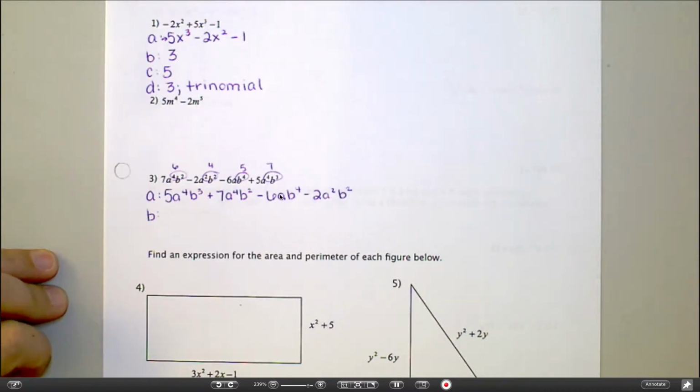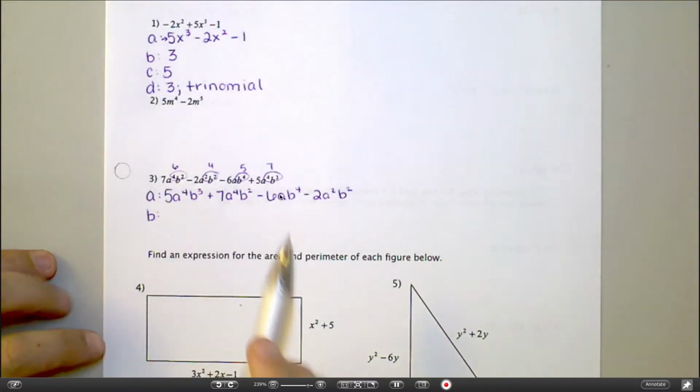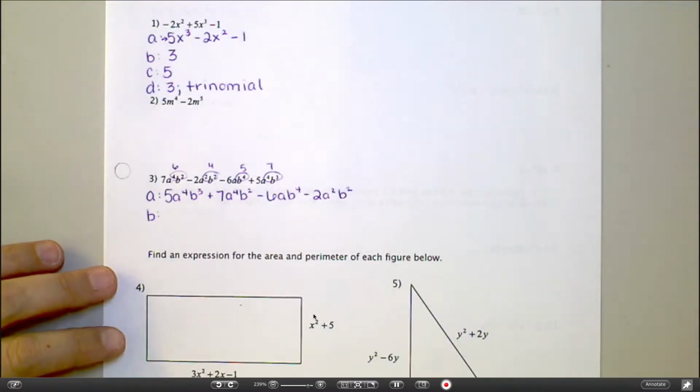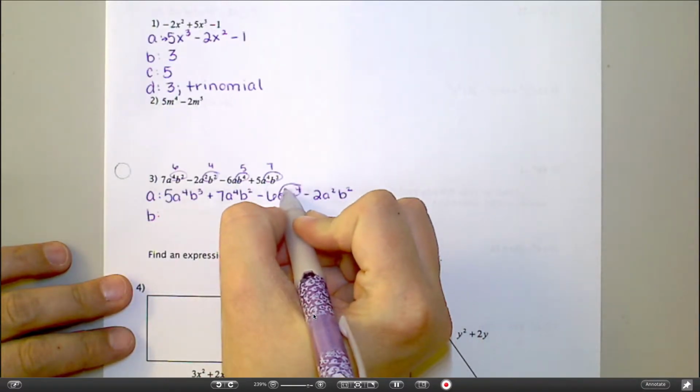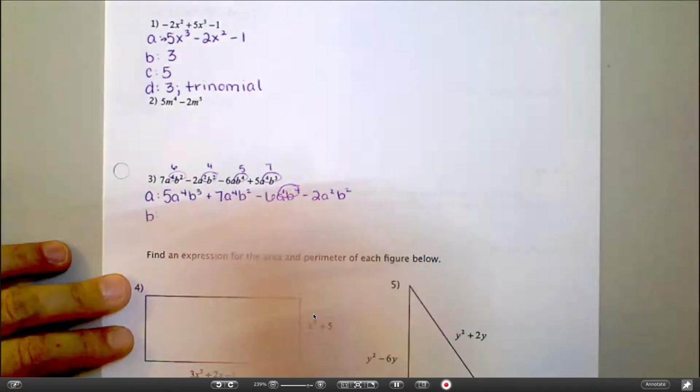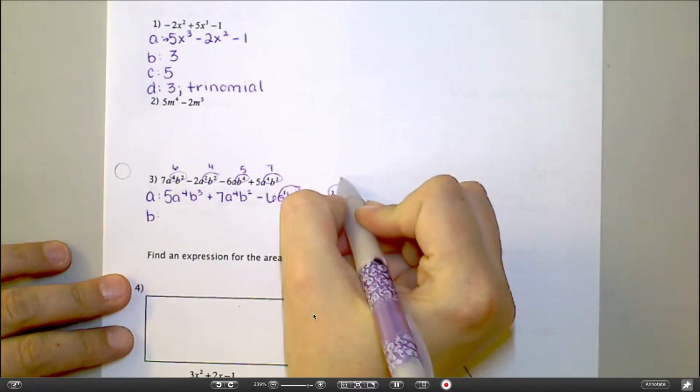B, for the degree. Oh, Cam? How is it like the 6ab to the 4th come before the 2a squared? Okay, because I am looking at the total. So the total degree here is a 5. So 4 and 1 makes 5. This total degree is 4.